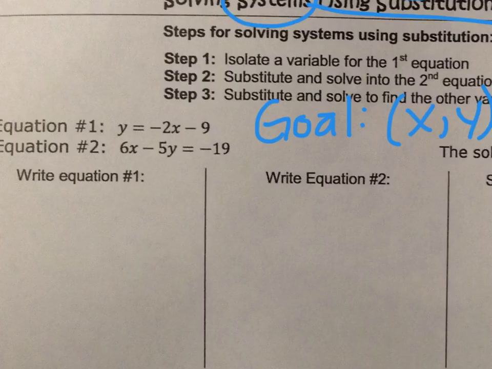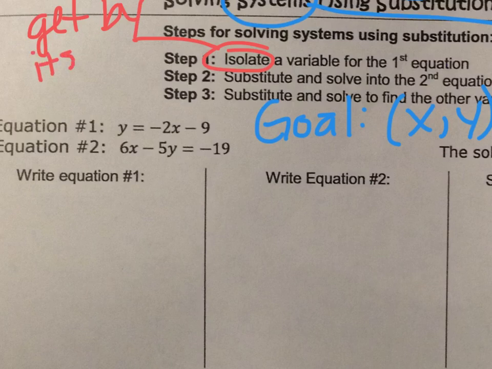So here are some steps summarized for you for solving a system. Step 1 says to isolate a variable for the first equation. Remember that isolate means to get by itself. So you're trying to get a variable by itself. Step 2 is to substitute and solve into the second equation. So you're taking the first equation and replacing something in the second equation with it. And step 3 is to substitute and solve to find the other variable. Alright, so let's try this in number 1 together.